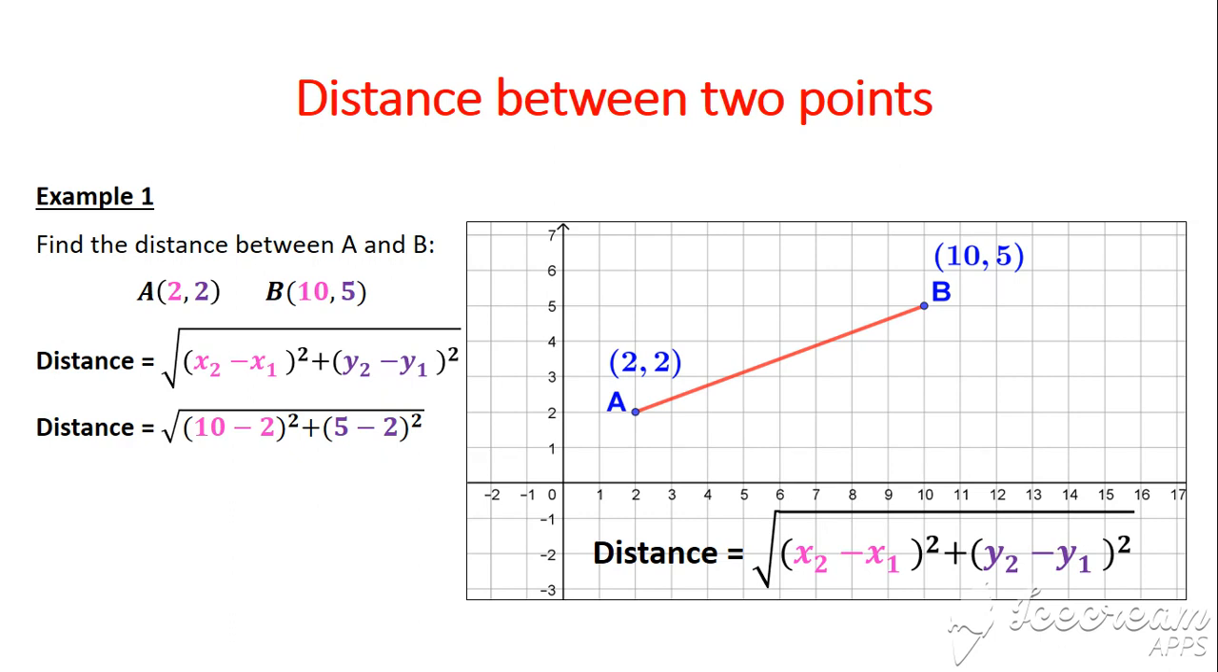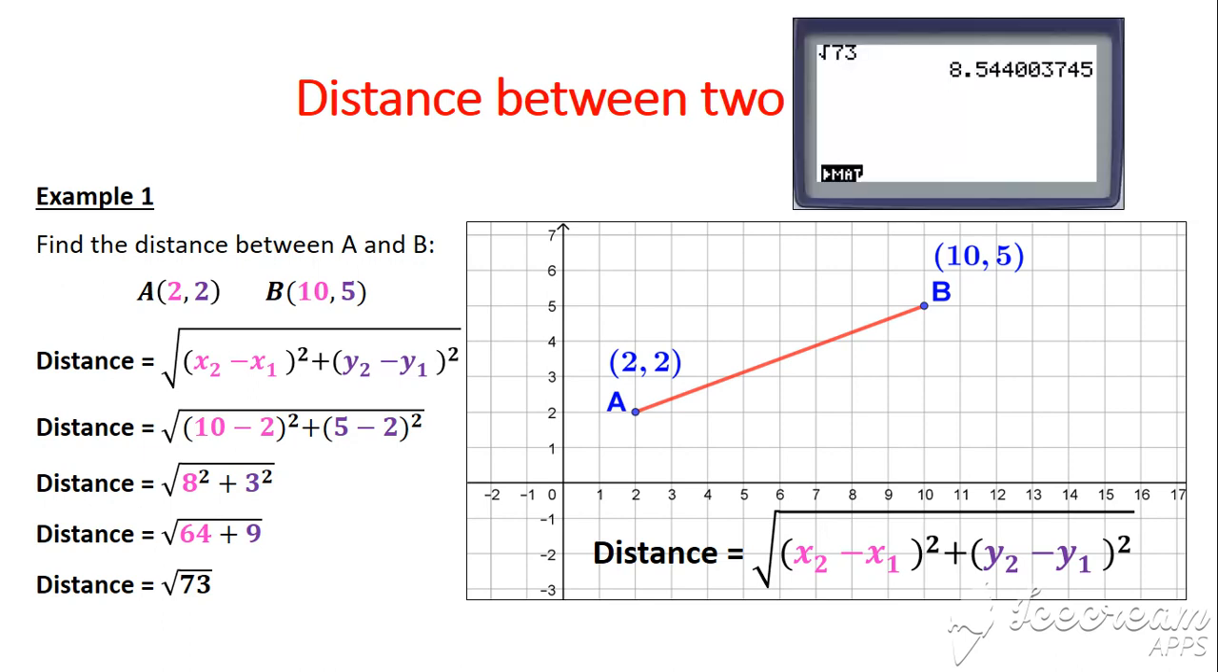So let's go 10 minus 2, which is x2 minus x1, and 5 minus 2, which is y2 minus y1. Right, so now 10 minus 2 is 8, so we have 8 squared, and we have 5 minus 2, which is 3, so we have 3 squared. Now 8 squared is 64, because 8 times 8 is 64. 3 squared is 9, because 3 times 3 is 9, so we have 64 plus 9, which makes 73. Now we need to take the square root of 73.